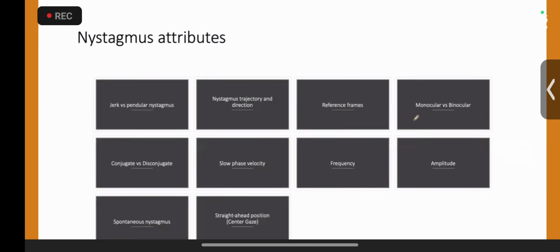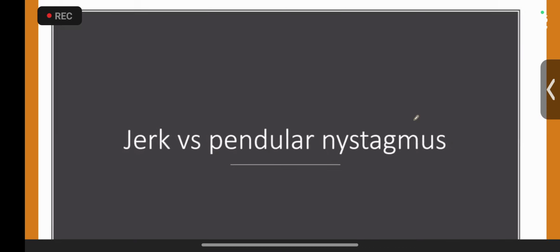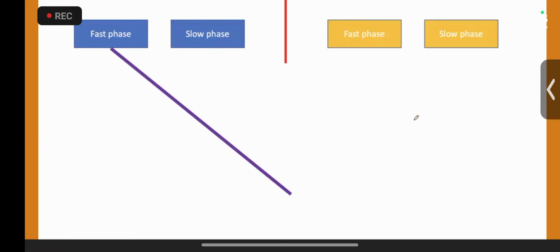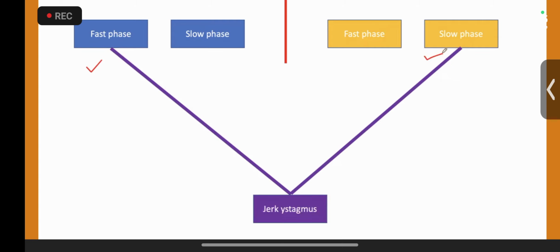Now coming to the nystagmus attributes, it's very important to understand, when we are recording the nystagmus by video nystagmography with the help of video equipment, VNG equipment, that some terms are very important and crucial. The first thing is we must be able to differentiate between jerk nystagmus and pendular nystagmus. If a nystagmus, or an eye movement abnormality, you can say, or an eye movement finding, is having one fast phase and one slow phase, then it is called jerk nystagmus.